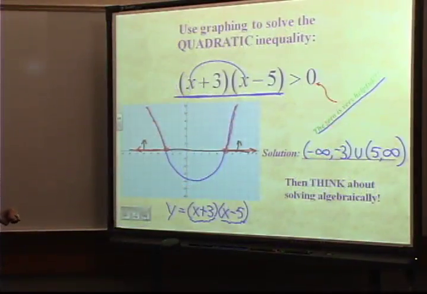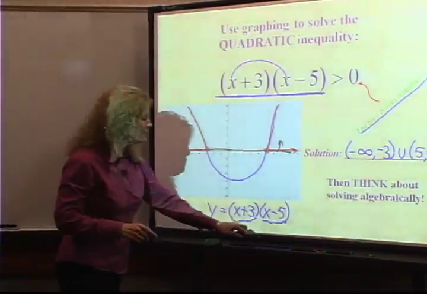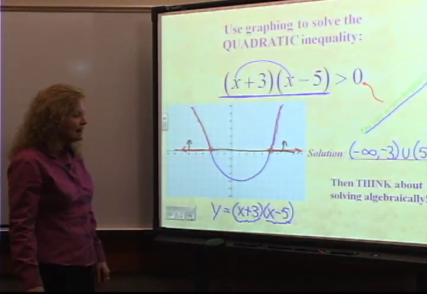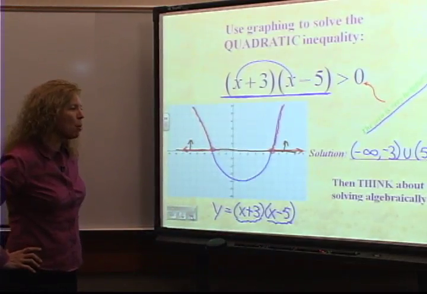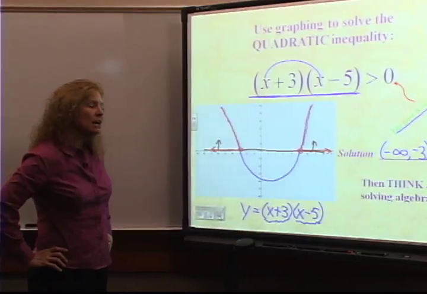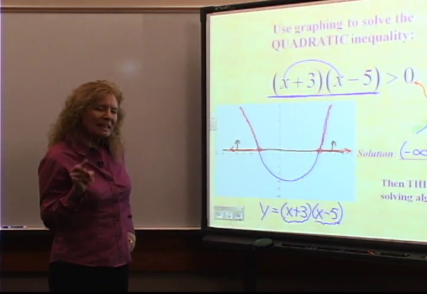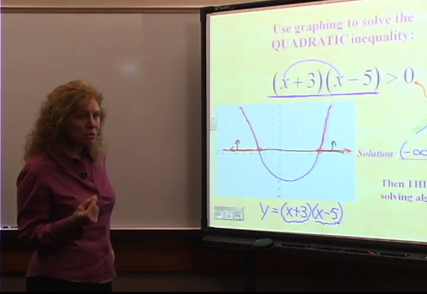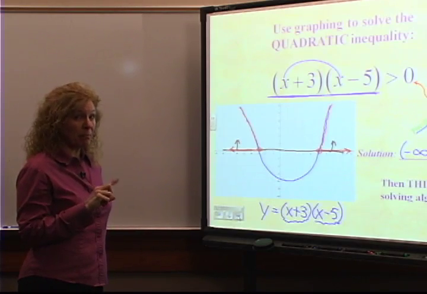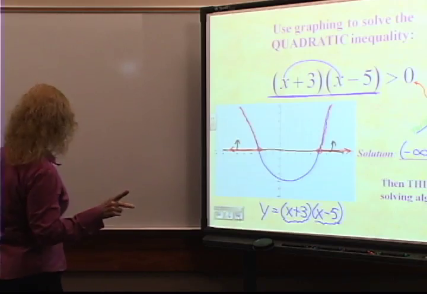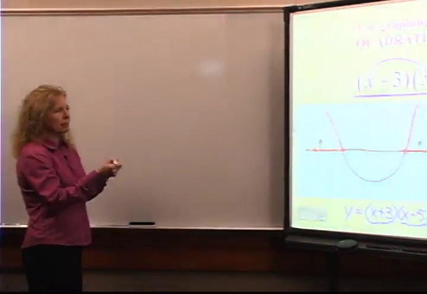Okay, now, even though this is a quadratic, and you've done a lot of work on quadratics, let's think for just a moment about what it would take for us to deal with this algebraically. And the reason I'm doing this is I want to convince you that graphing might be a better option. Okay, here's what I mean.